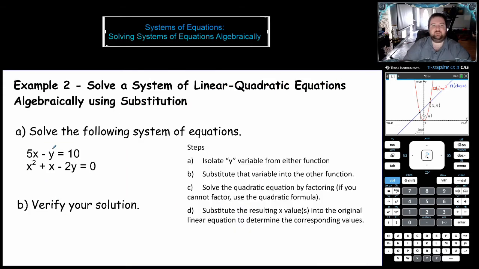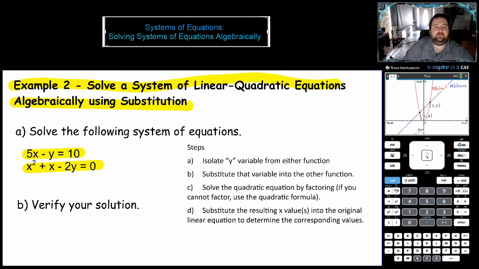Let's go ahead and try something just a little bit more difficult. So now in example 2, we're solving a system of linear quadratic equations using substitution, same as before, but these equations you can see are missing a few steps and they're not quite as simple. So let's go ahead and work with this first one.